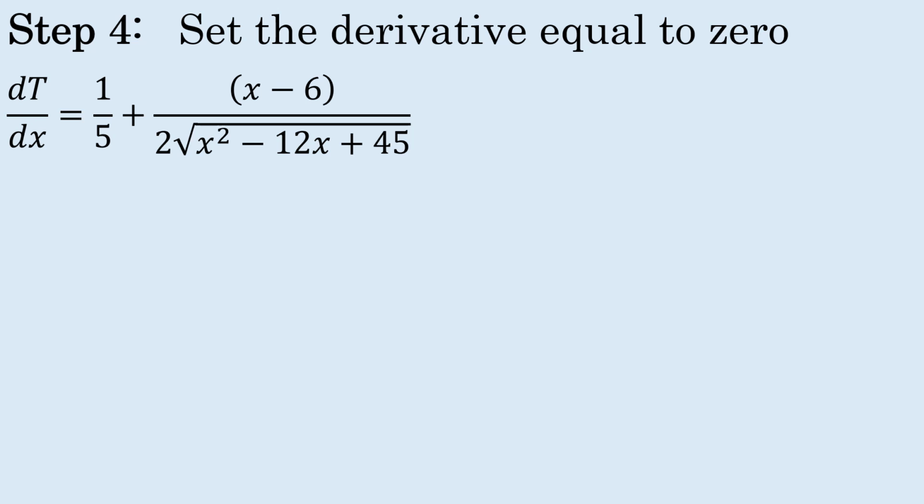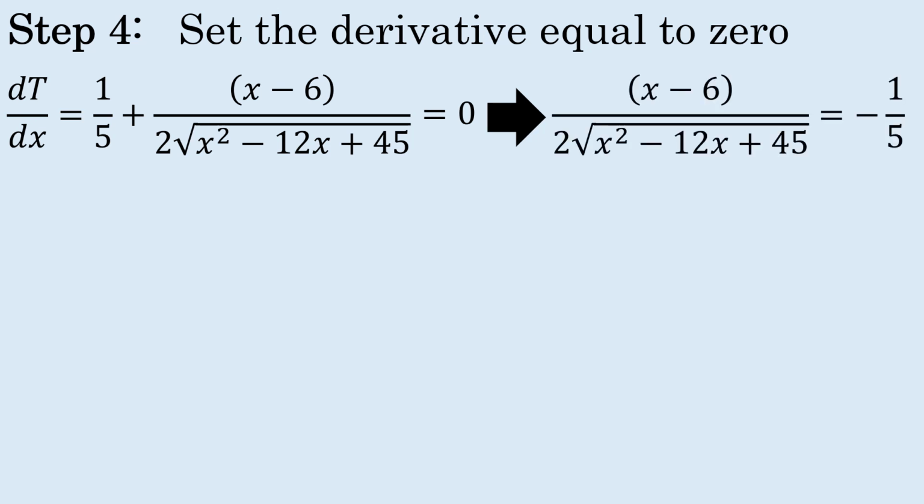Again, step 4 is to set the derivative equal to 0. And like many mathematics problems, there's more than one way to approach this problem. I'm going to present what I think is the most efficient way to solve for x. The first thing that I'm going to do is rewrite this equation by subtracting 1/5 from both sides. This is somewhat of a complicated equation still to solve.